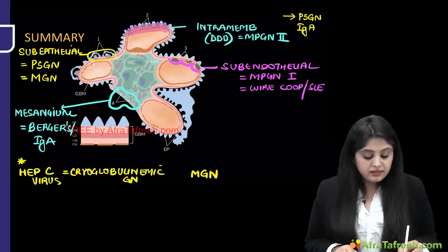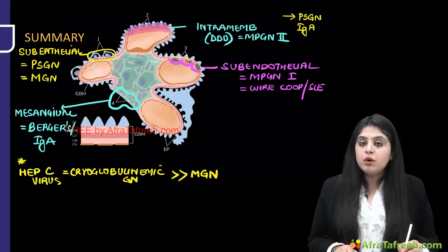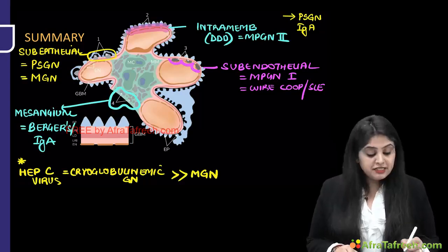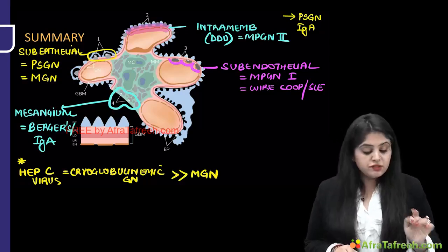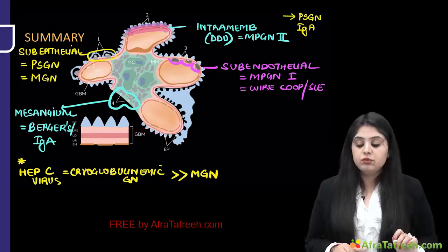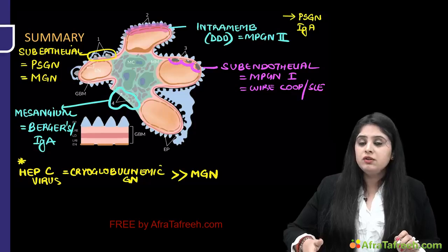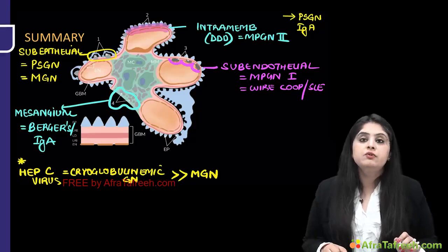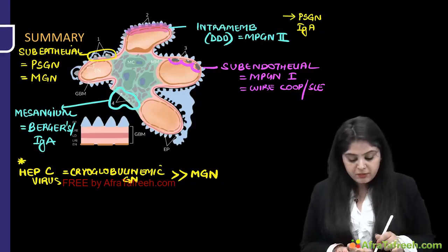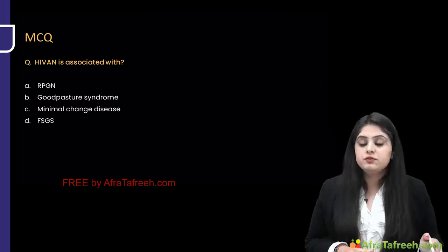If this is there, then this is obviously a more common kidney problem with hepatitis C than membranous. This is just another summary that I'm telling you. So if they say HCV is associated with cryoglobulinemia and glomerulonephropathy, and then MGN is also there, select cryo over MGN. With all these summaries done, I think we are ready for some set of questions.